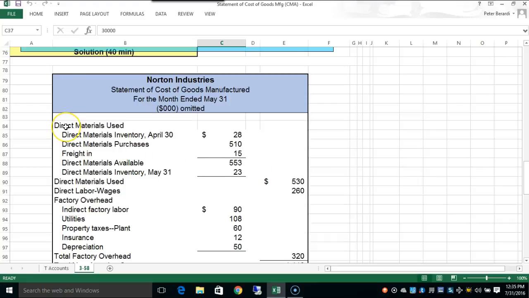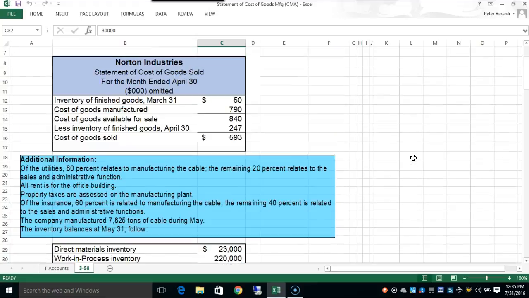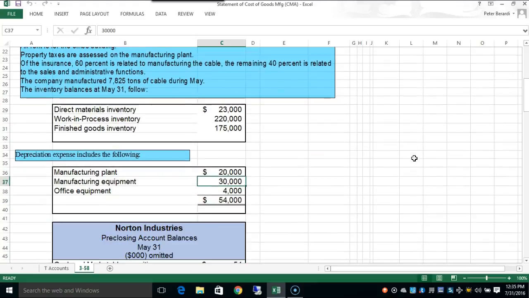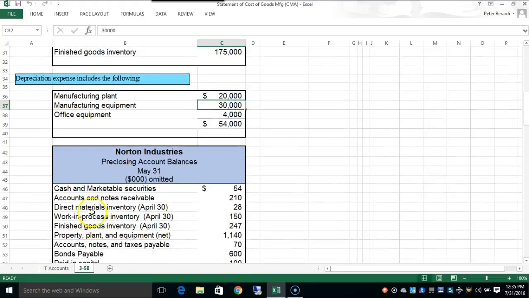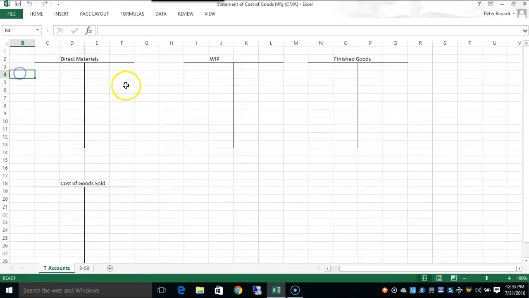Our first section is to look at direct materials used. Basically, the problem tells us you start with your direct materials inventory, which the problem gives us right here. So our T account would look something like this. Beginning balance for direct materials of 28.